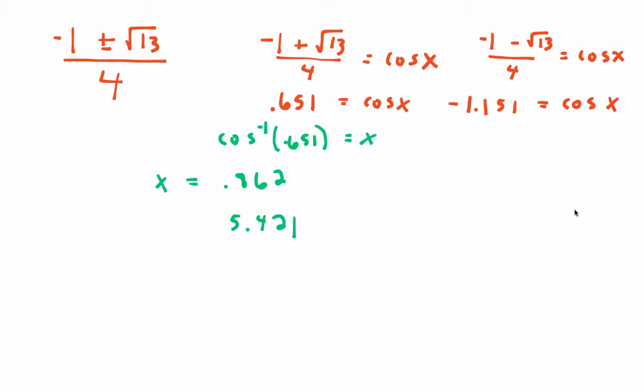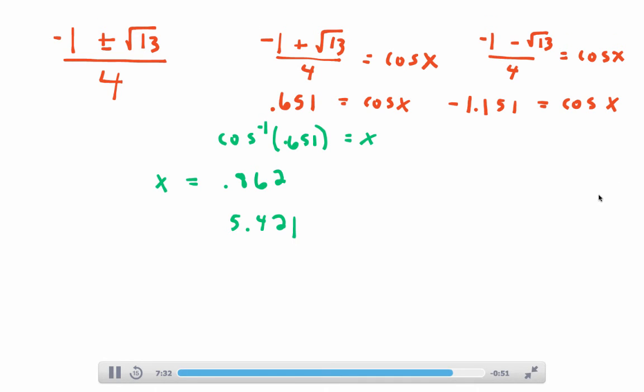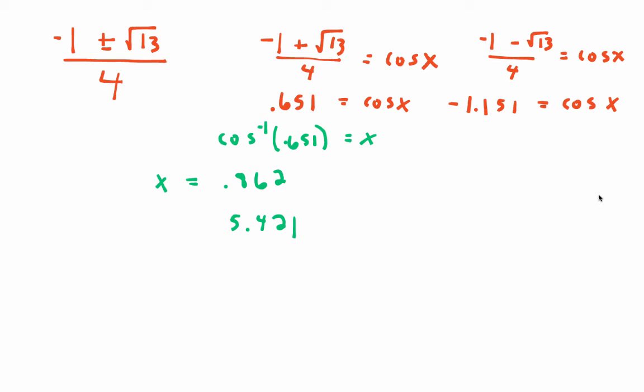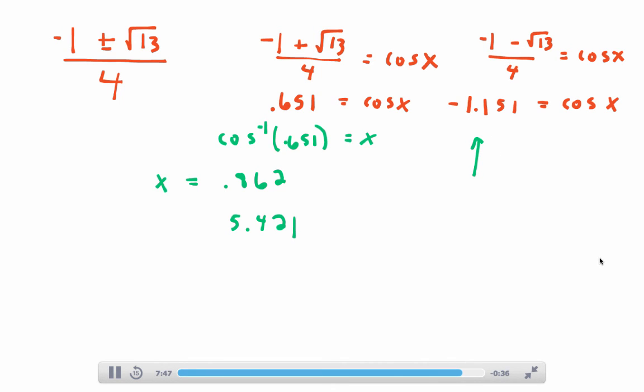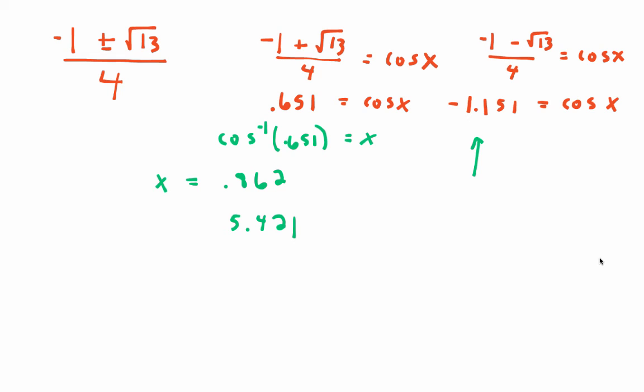And I'll do the same thing over here. Plug in my value. You're going to do inverse cosine. You're going to find out something here when you plug that in. Negative 1.151. You're going to find out it says domain error. Because whenever you find the inverse cosine of a value that's greater than 1 or less than negative 1, it's going to be undefined. So therefore this will not give me a solution. So my only two solutions are here.